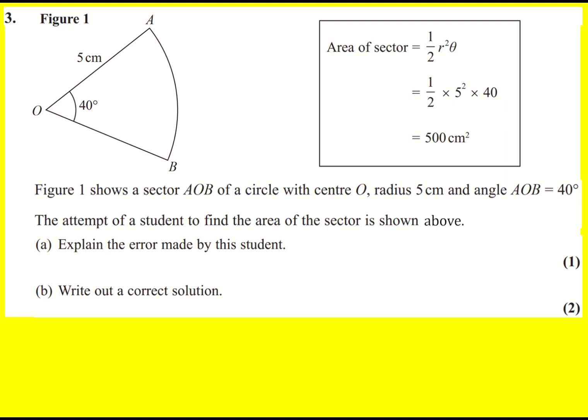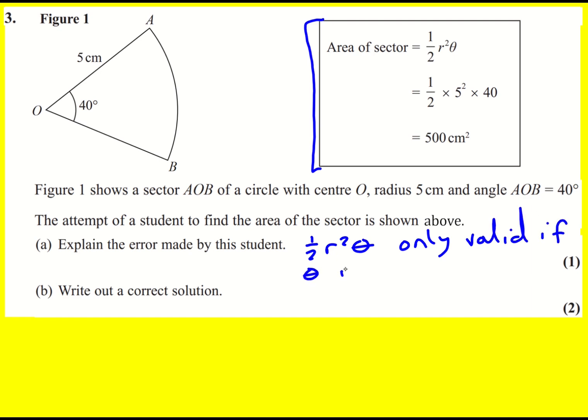The student tries to find the area of a sector with radius 5 and an angle of 40 degrees using this working. Explain the error that they've made. Well, the half r squared theta formula is only valid when we've got the angle in radians. So we can't just times by 40 degrees.